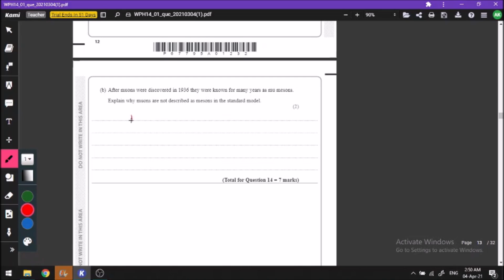I'm just saying the points verbally. The first point is that the muons are leptons. Okay, the muons are leptons, and you can also add in the first point that the muons are actually the fundamental or elementary particles, leptons. The number 2 point is, on the other hand, the mesons are made of quarks and antiquarks, and that is why the muons are not described as mesons in the standard model that we use right now.